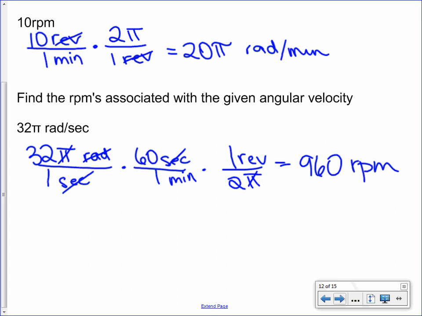So 960 RPM. Okay. It is possible you will have to do one of these conversions to continue to move forward in one of your problems. Okay. I have 2 examples we're going to look at, and then you have your homework.